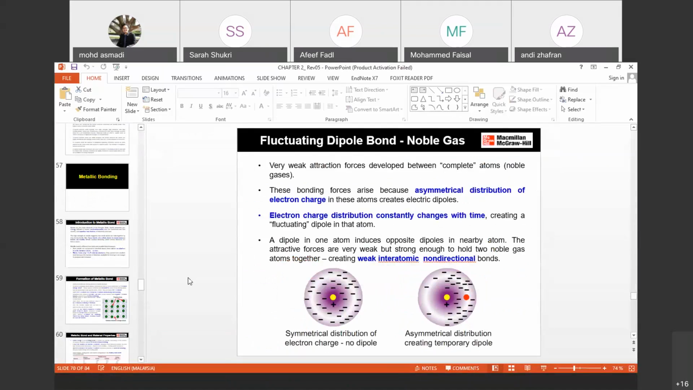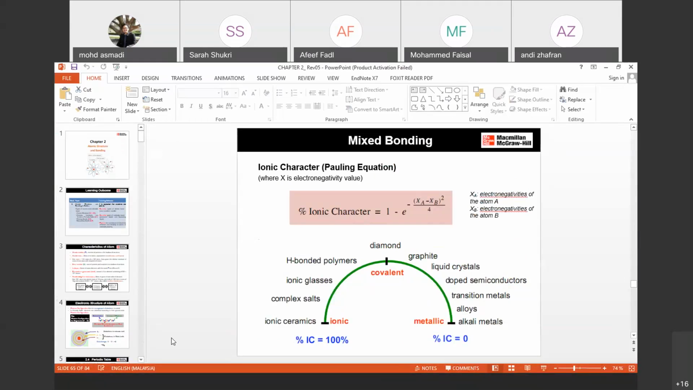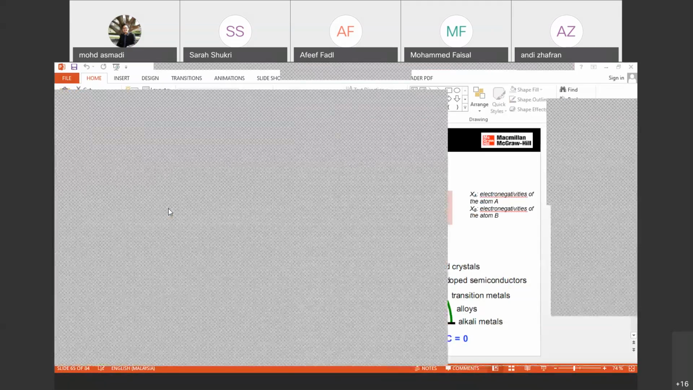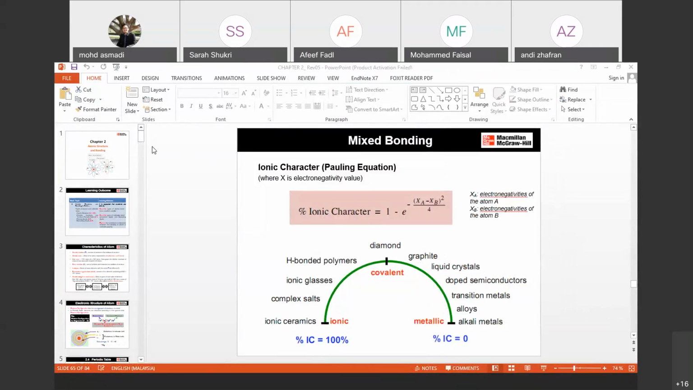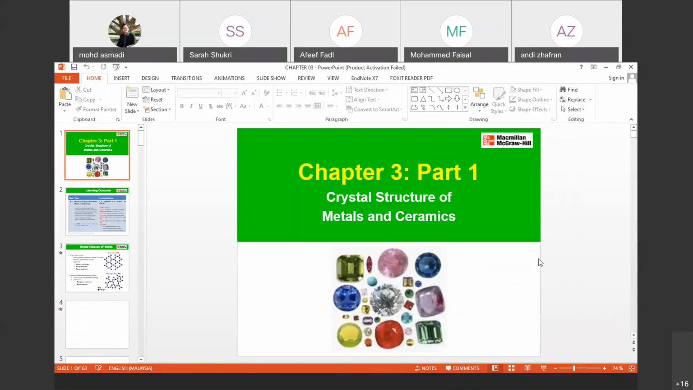If you have no questions, for next week we will cover chapter 3. What is this about? I forgot. I think it's about the crystal structure. Let me see. For the previous assignment, all of you already submitted, right? I hope all of you already submitted together with the quiz. You already did the quiz.